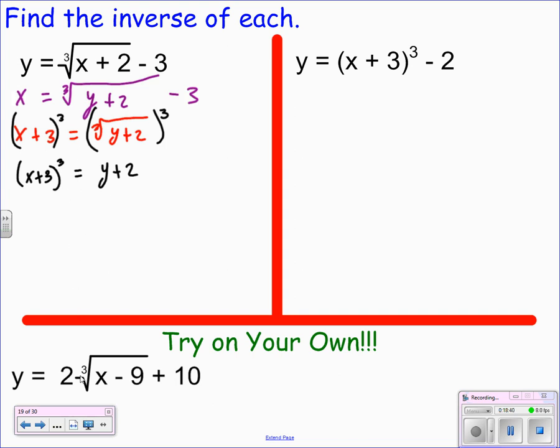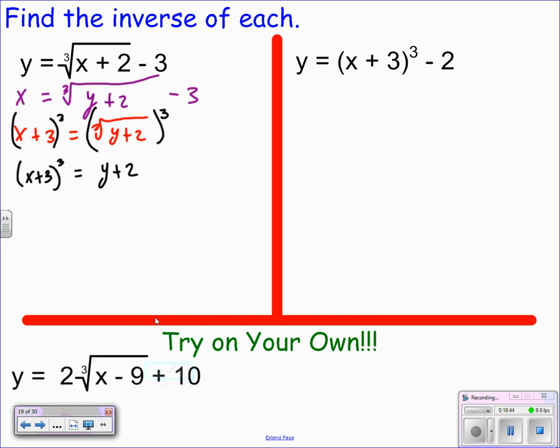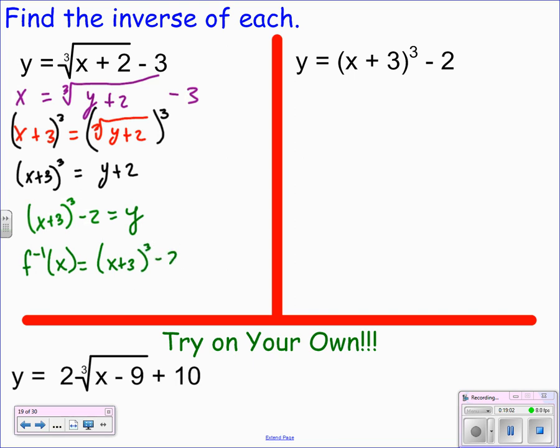And now to get y by itself, the last step is to subtract 2 on both sides. So it would be x plus 3 in parentheses cubed minus 2 equals y. So in function notation, f inverse of x is equal to (x plus 3) cubed minus 2. Okay, so remember f to the negative 1, that's f inverse. Don't forget that.